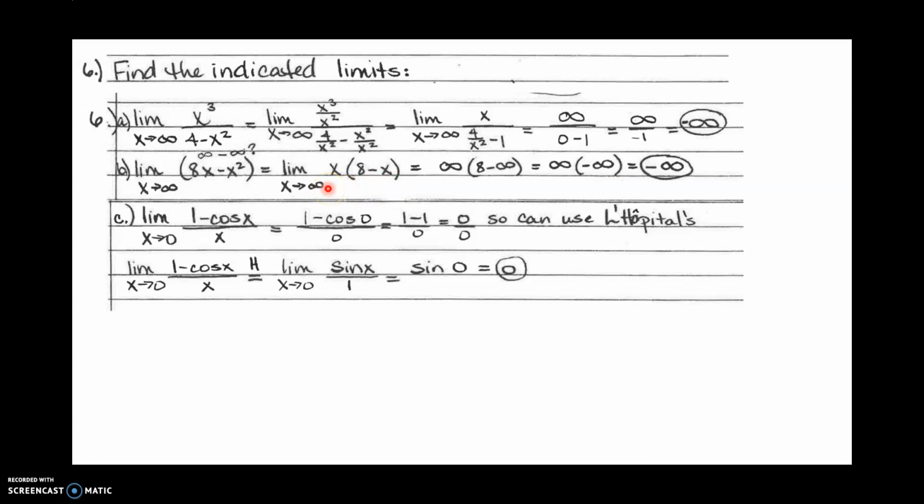So we took out the greatest common factor, and then when we plug in infinity here, 8 minus infinity would be negative infinity. So infinity times negative infinity would be negative infinity. Something getting infinitely larger without bound times something getting infinitely larger without bound is infinitely larger without bound. Positive times negative is a negative.